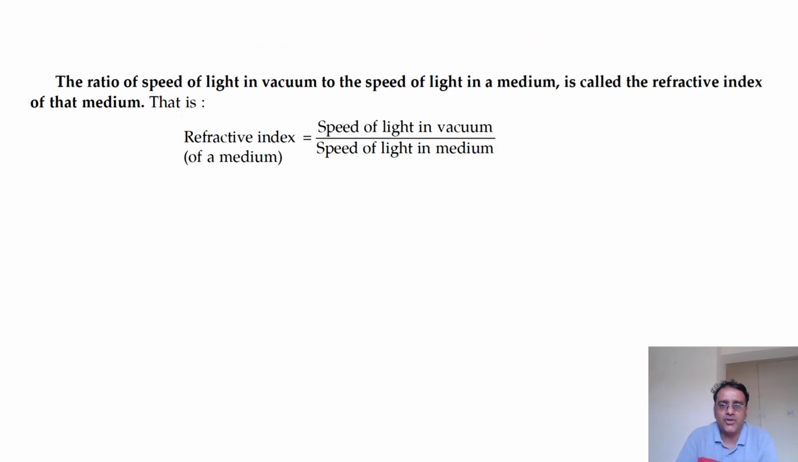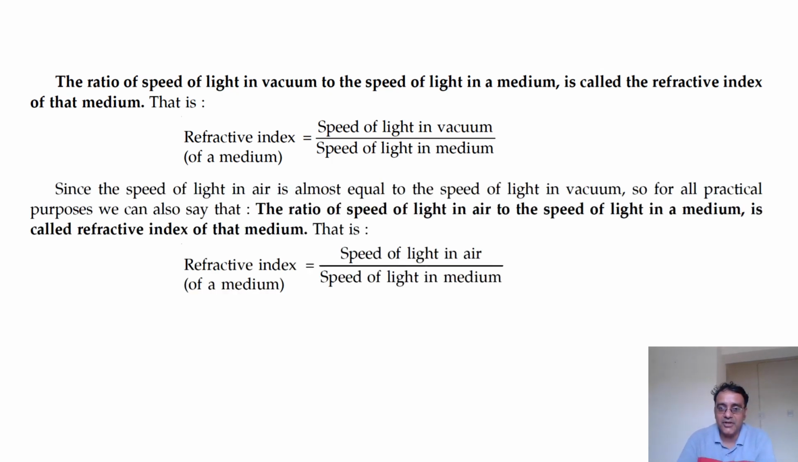Okay, the ratio of speed of light in vacuum to the speed of light in a medium is called the refractive index of that medium. That is, refractive index of a medium is equal to speed of light in vacuum by speed of light in medium. Okay, since the speed of light in air is almost equal to the speed of light in vacuum, so for all practical purposes we can also say that the ratio of speed of light in air to the speed of light in a medium is called the refractive index of that medium.